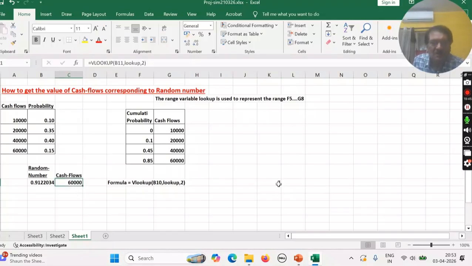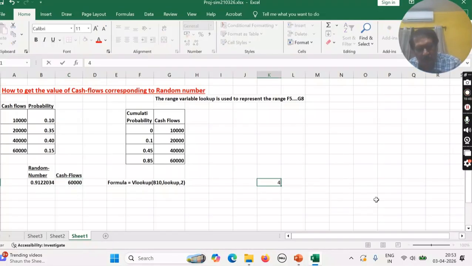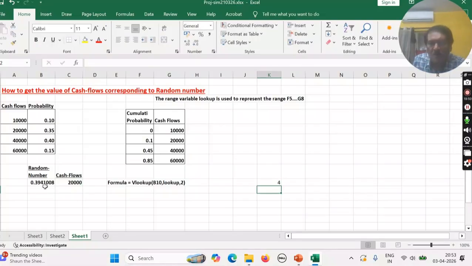In this way, you can check any other value also. Again, it has changed to 0.39. Why is that? 0.39 is up to 0.45, so the value will be 20,000. You see the value. In this way, we can use the random numbers which relate to the cumulative probability, and accordingly the cash flows will be taken. Just now I have discussed how you will use the tools.